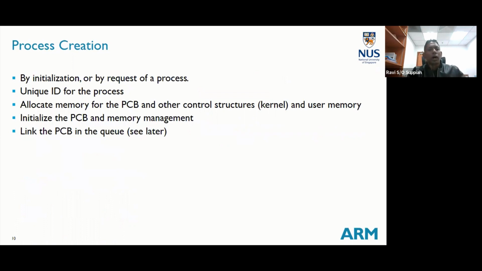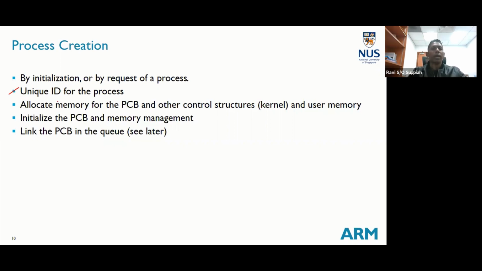So how do I create a process? There is an API call where you need to tell the OS that you want to create a new process or a new task. And once you create a new task, you will actually be assigned a unique ID. This is the job of the OS. So the OS will assign you a new ID.